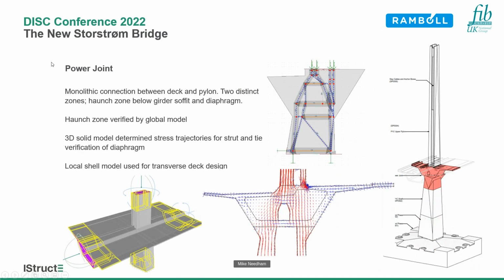So moving on to the power joint. This is the monolithic connection between the deck and the pylon, which is shaded in red on the right-hand side. There are two distinct zones to this. There's the haunch zone, which is underneath the deck, and then the diaphragm section, which fills the whole of the deck section apart from this access way here.